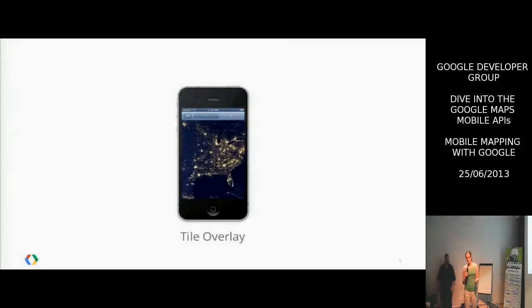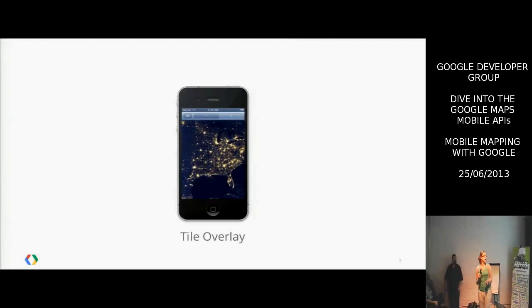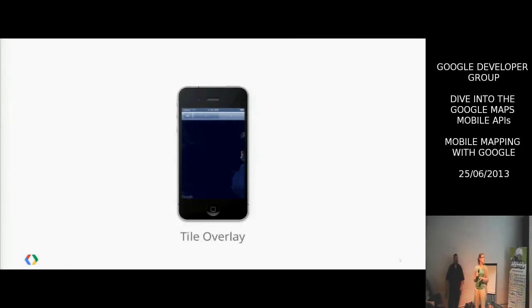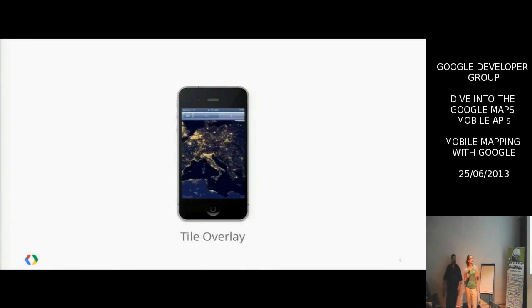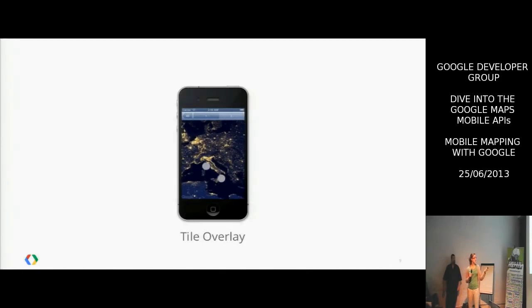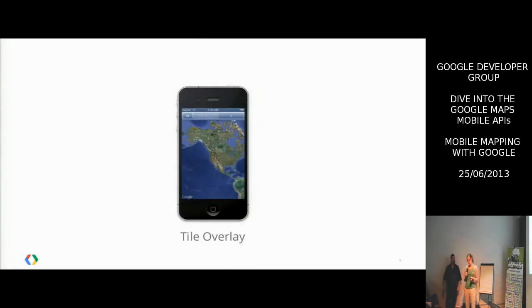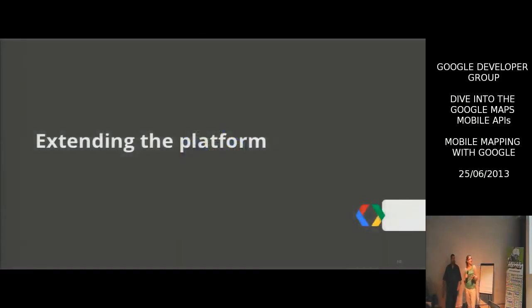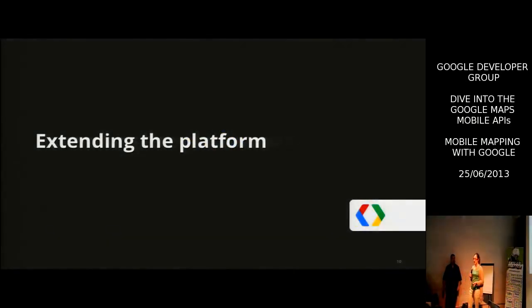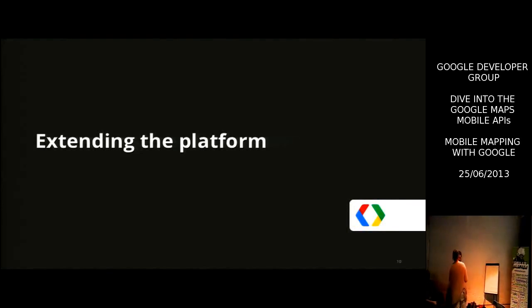We also offer tile overlays, so you can develop your own map layers on top of the map. Here we have a wonderful demo that shows us how Europe is lit up. And those tiles might not come from Google. You can simply create your own, and as you can see, it works seamlessly. But there's also plenty of room to extend the platform, and I'm going to hand back to Mano to talk about how you can do it.